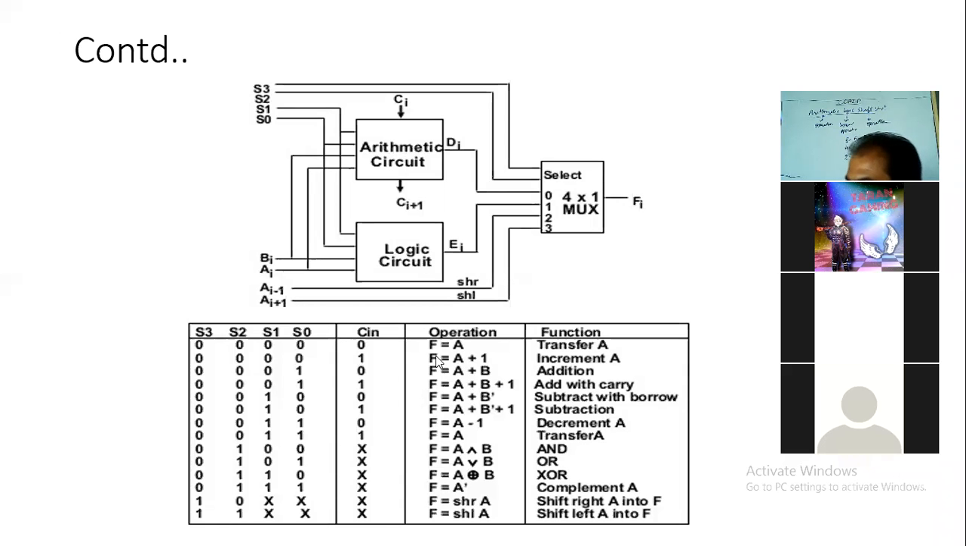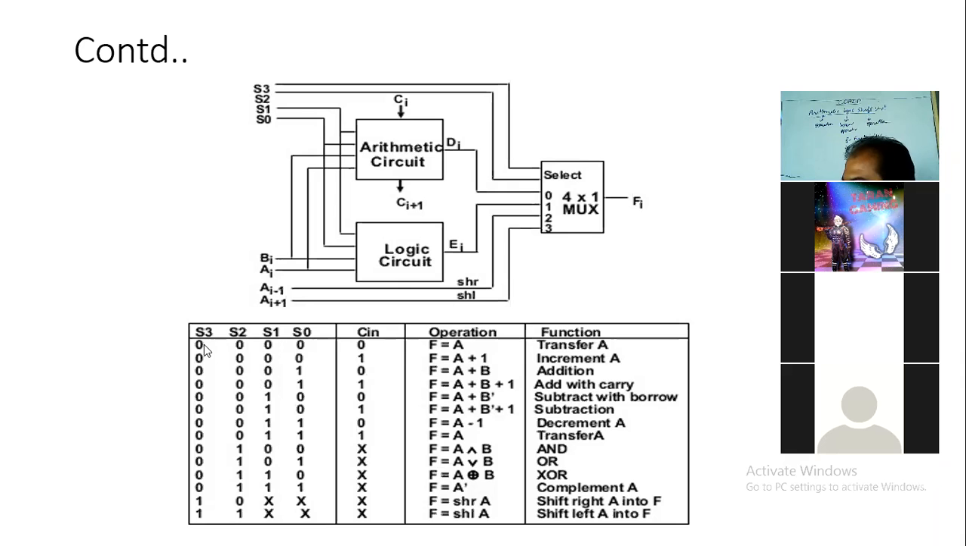Okay, students. Now the next, if you want to select arithmetic circuit, the selection variables S2 and S3 should be 0, 0. See in the table S2 and S3. If S2 and S3 are 0, 0, till here, total 8 operations. So this means we have arithmetic operations. Which arithmetic operation? That can be determined with S0, S1 and C in bit.